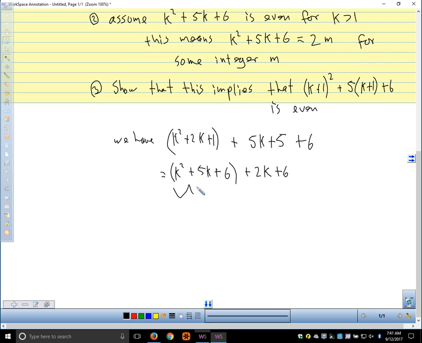So we have this 2m by our assumption. So we have this equals 2m plus 2k plus 6. And I can write this as 2 times m plus k plus 3. m and k and 3 are integers. So we have 2 times an integer. So that tells us that this quantity is even.